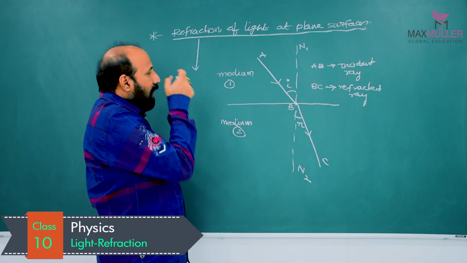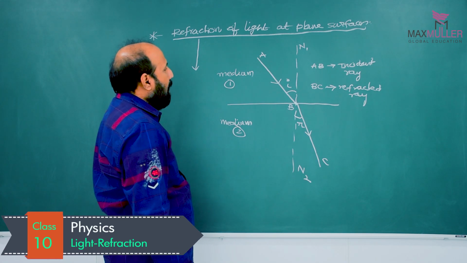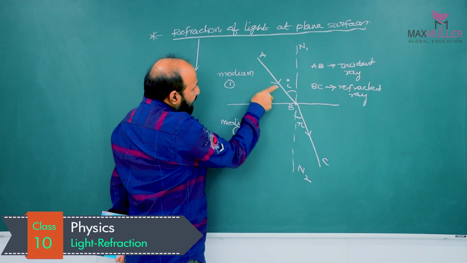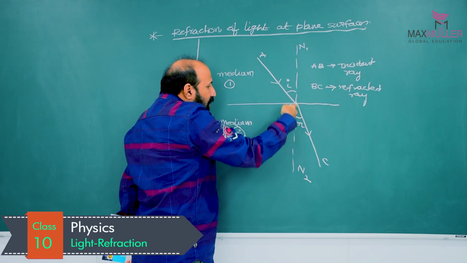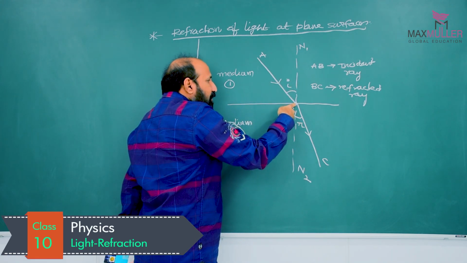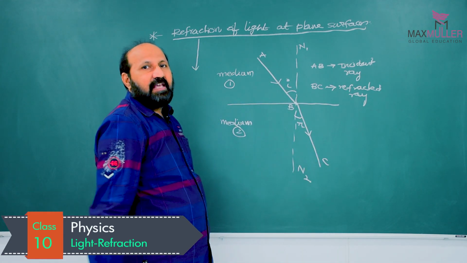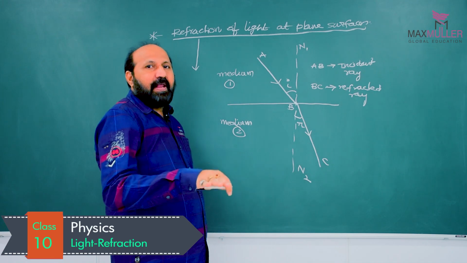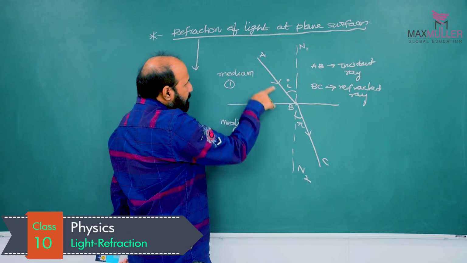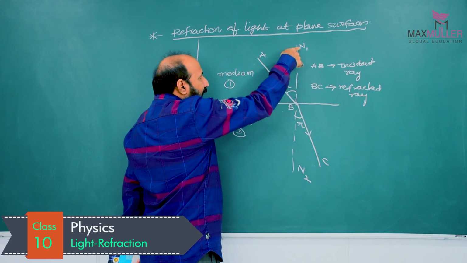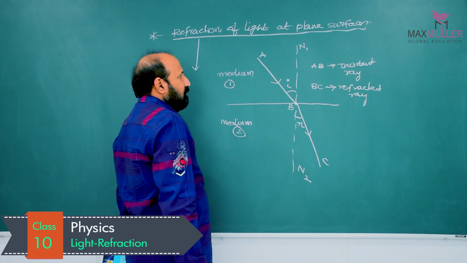Now first law of refraction. According to this law, the incident ray, the refracted ray and the normal drawn at the point of incidence lie in the same plane. These three must lie in the same plane. This is the first law of refraction. That means AB, BC and N1 N2 lie in the same plane.